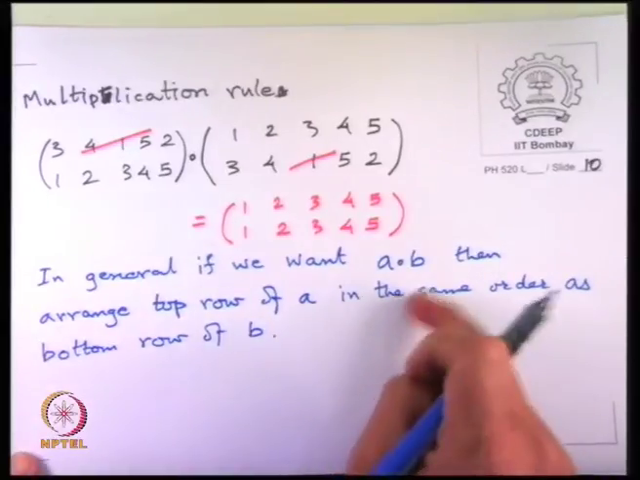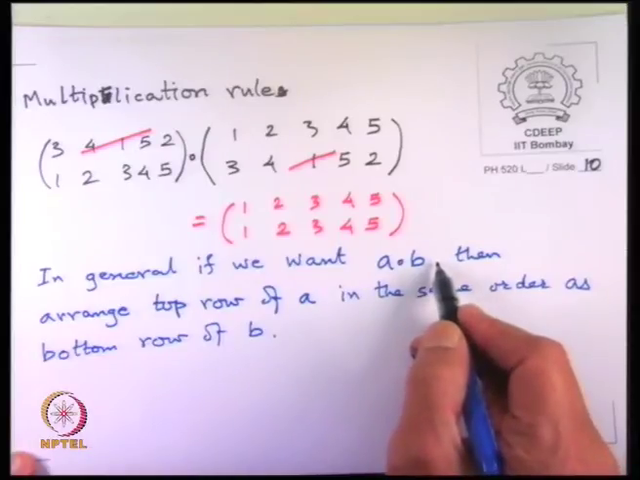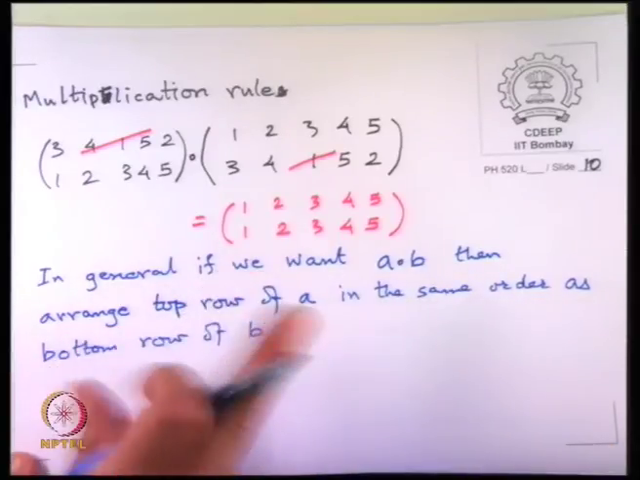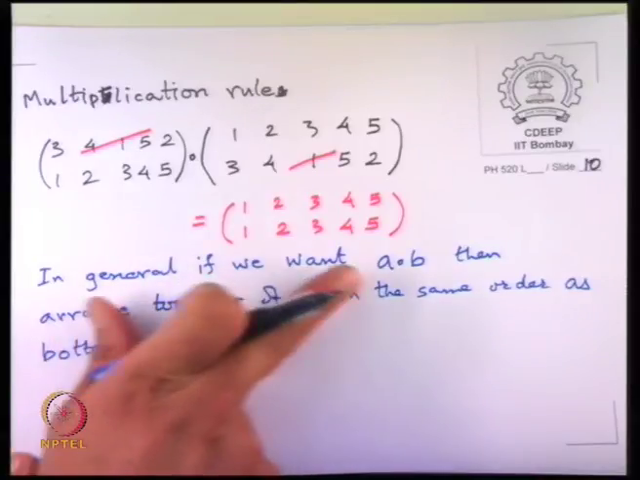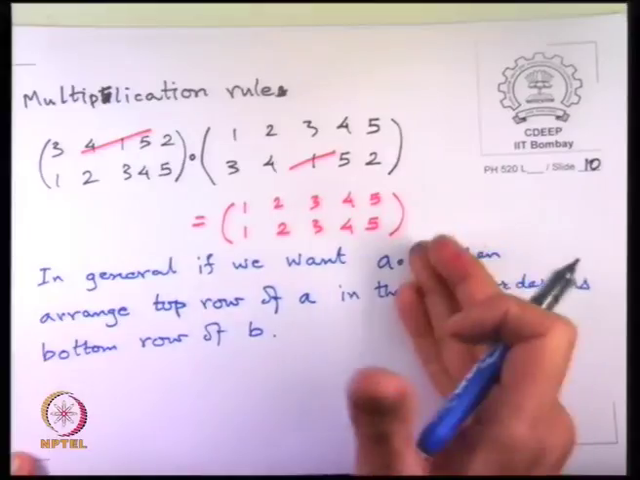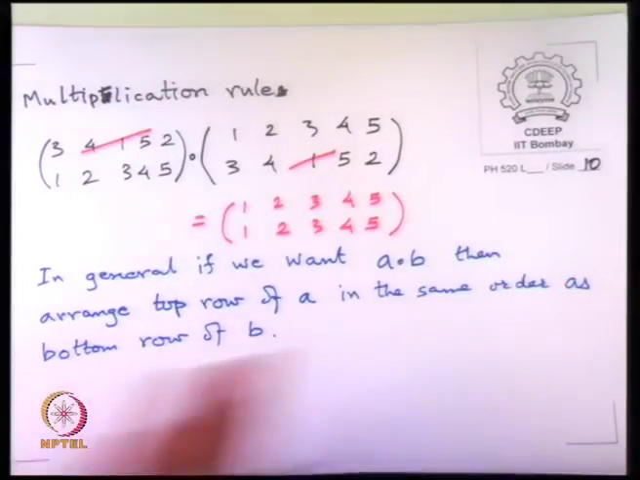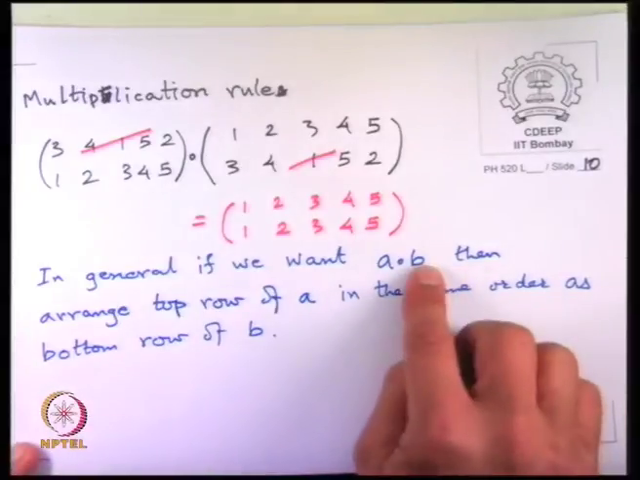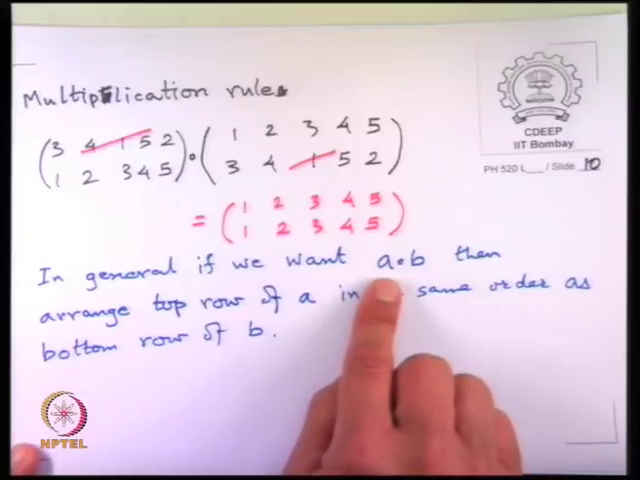And here the order is important. B is what is happening first. Because multiplication is not commutative, we have to remember that writing A ∘ B means that B will act first on whatever it acts on. It's an operation. So B will act first and A will act later. That is the meaning of this multiplication.